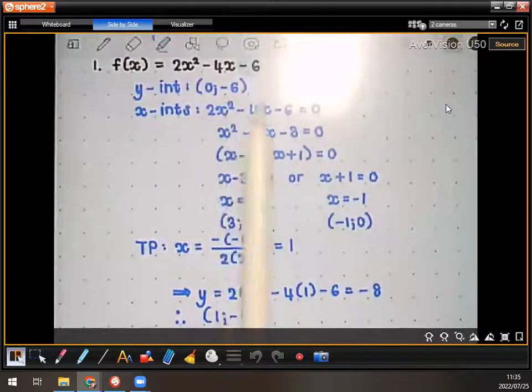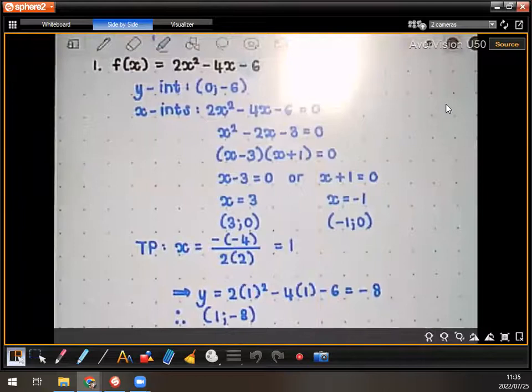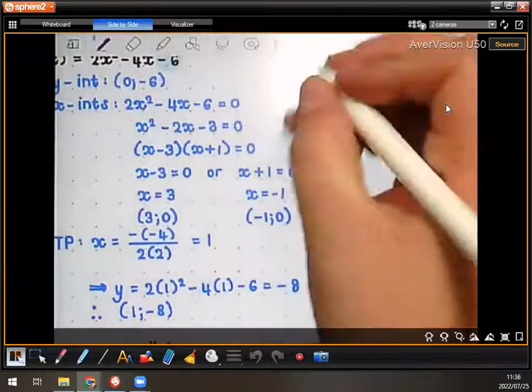Right? So we see that 2 will go into all three of them. So the 2x squared divided by 2 is x squared. -4x divided by 2 is -2x. And -6 divided by 2 is -3. So I did that because then I could just factorize. Okay, but it's fine if you just use the quadratic formula right from that step. So I'm actually going to write it in for you just so that you can check.